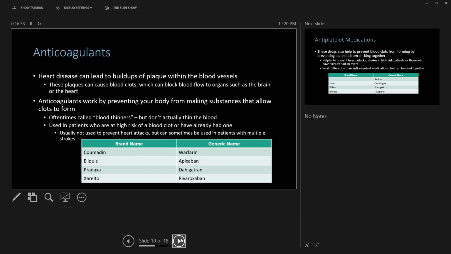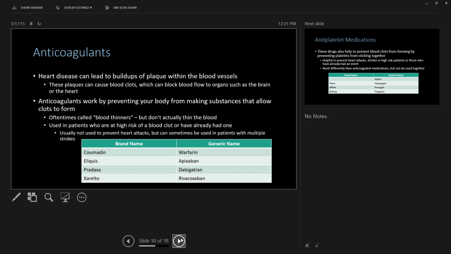So the way that these drugs work is they help to slow the rate that your body forms a clot. So they help to kind of prevent those blood clots that lead to blocked blood flow. So they don't completely prevent you from forming one, it just slows how fast the rate is. And as I said, these are oftentimes called blood thinners. Kind of like a little bit of an inaccurate terminology. They don't actually thin the blood, they just work on substances within the blood.